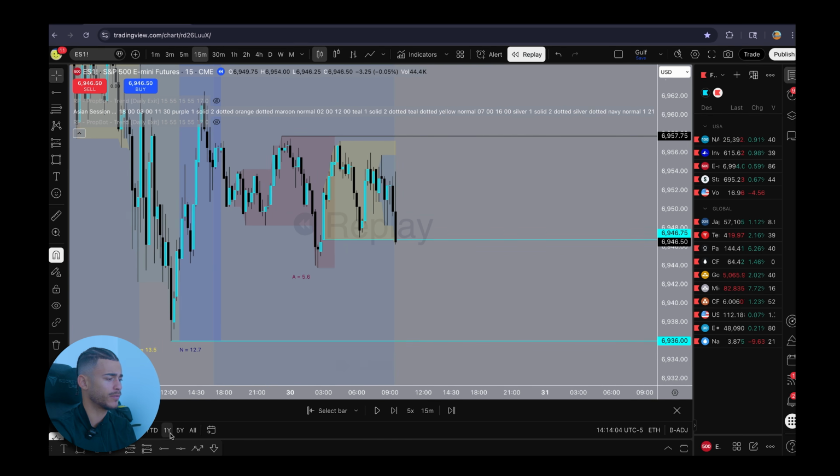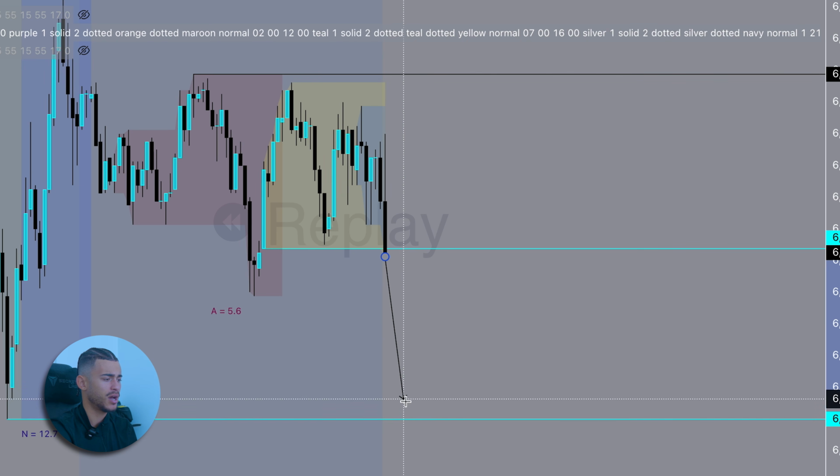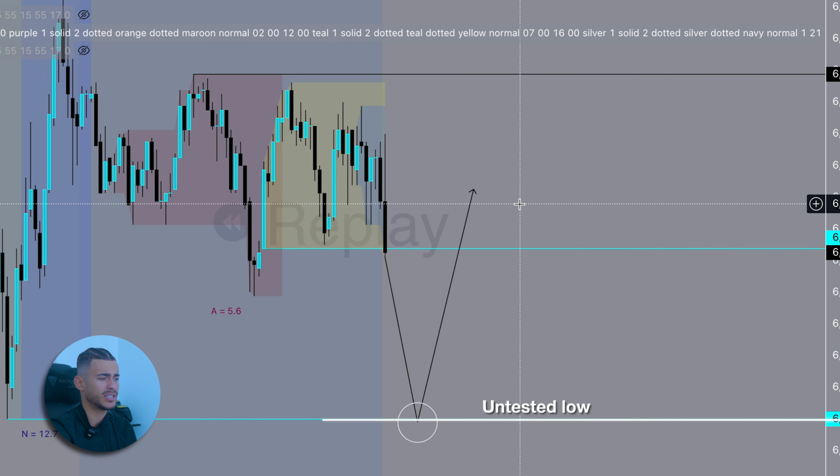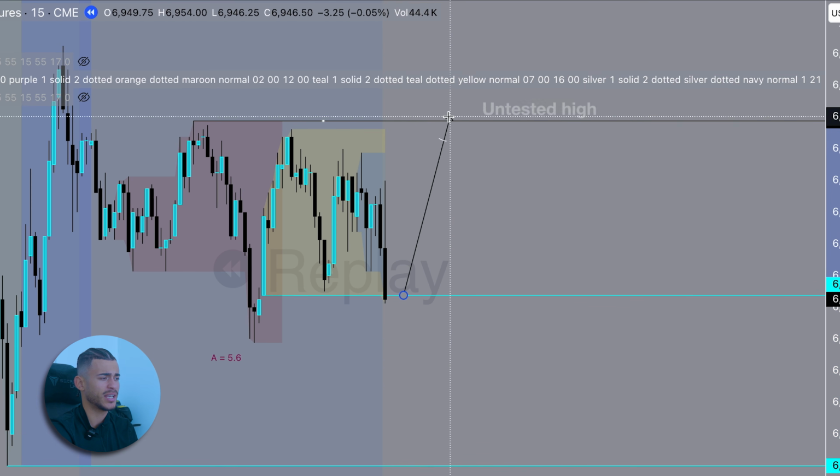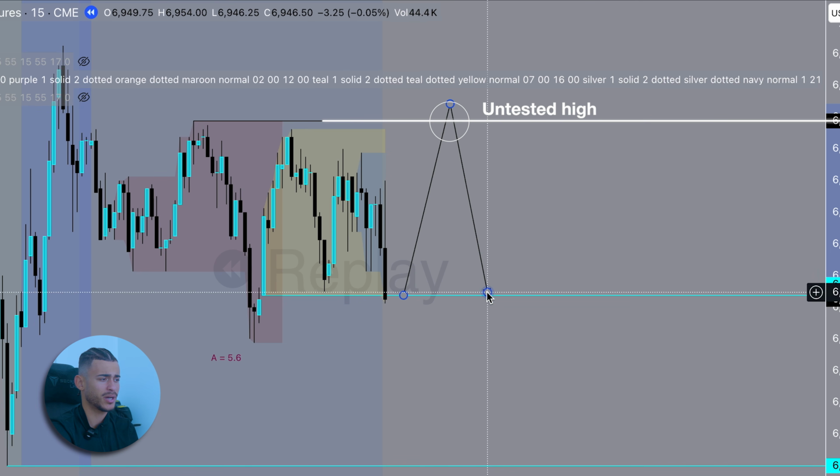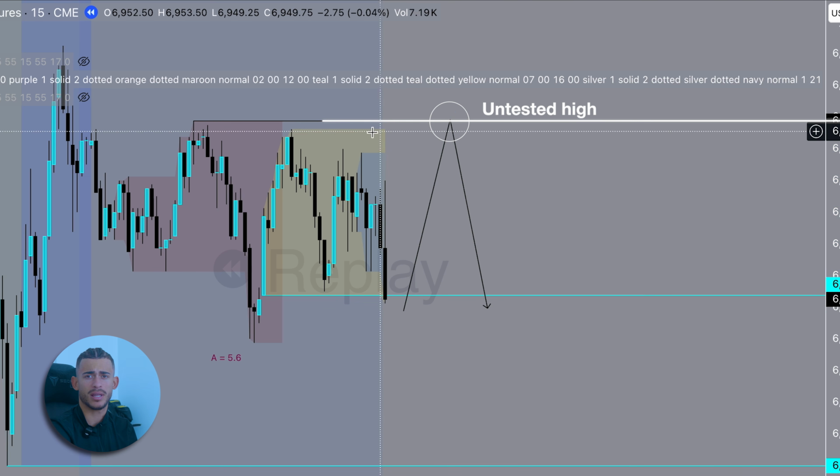So just like we were looking for a bounce like this off of an untested low, this is gonna be the exact opposite. We are looking for a rejection off of an untested high like this. So we want price to come up and then reject right when it hits this line right there.